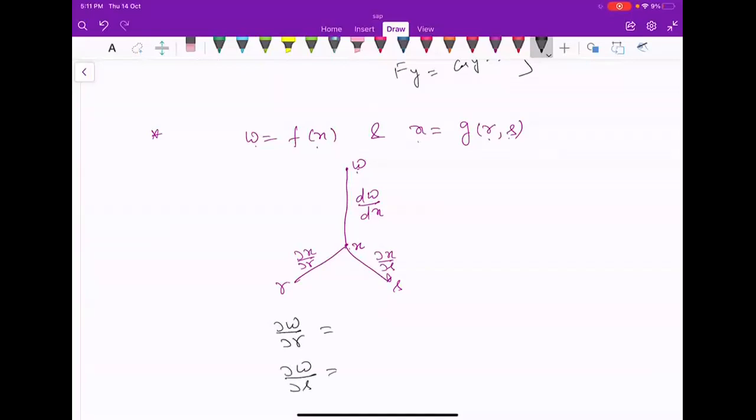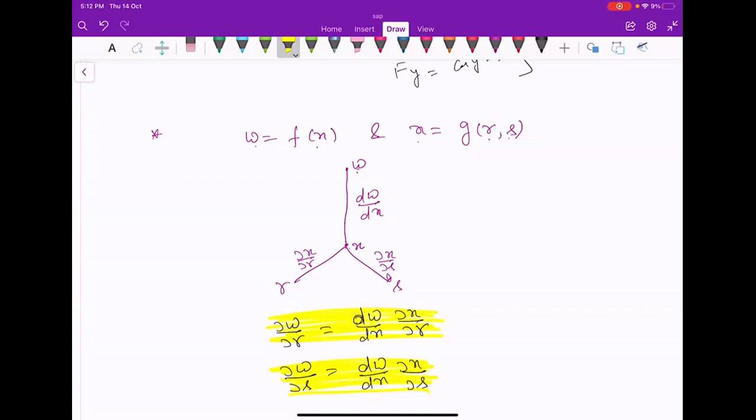So del w over del r क्या होगा? dw over dx times del x over del r, and del w over del s is dw over dx times del x over del s. Understand? अगर आप बिना ट्री डायग्राम के करेंगे तो आप थोड़ा कंफ्यूज हो सकते हो. If you understand through this graph, then it will be very easy to understand. Now, if you have any question up to here, you can ask. And the exercise that we have to do with today's concept is 12.3 now.